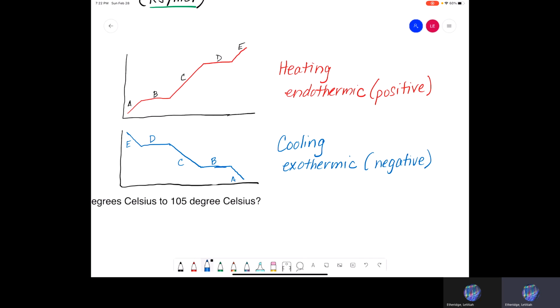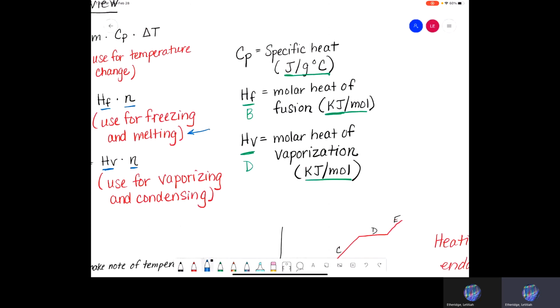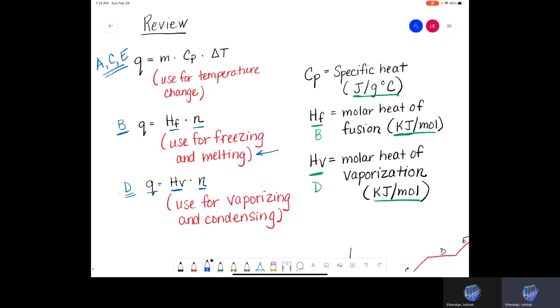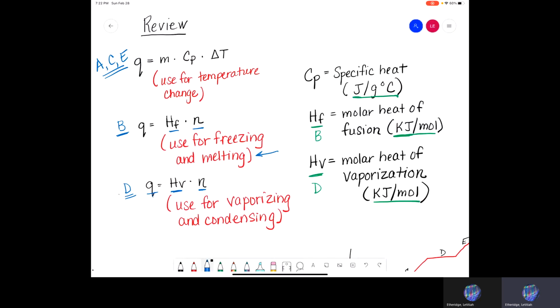The other thing that I want to review are going to be your equations for each section. So if you remember, you have 3 different formulas. Q, the first one up top, Q equals MC delta T, is going to be for any time that there is a temperature change in your curve. So for that, that is going to be A, C, and E. Those are all of your diagonal lines. You're always going to use Q equals MC delta T.